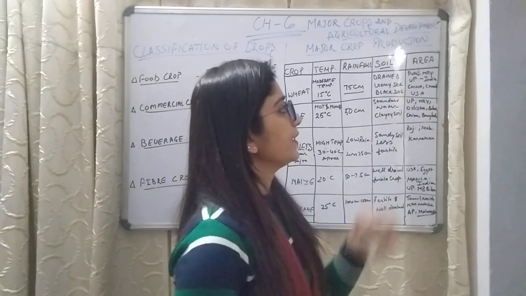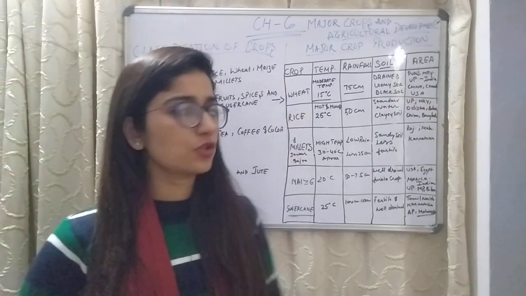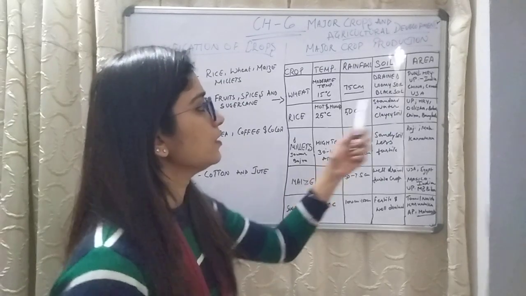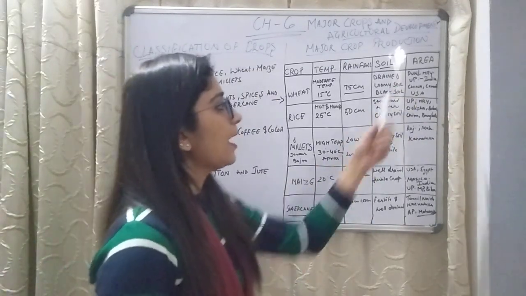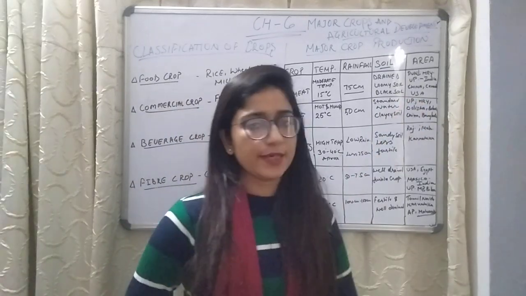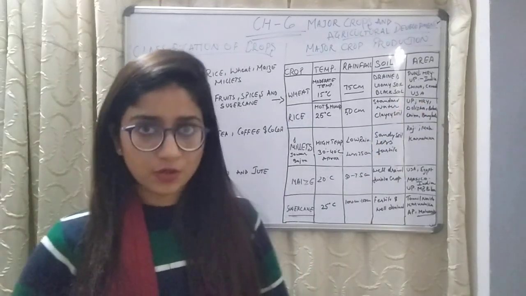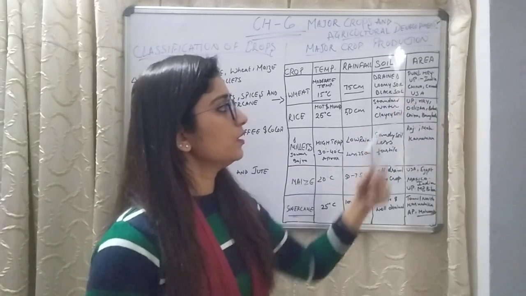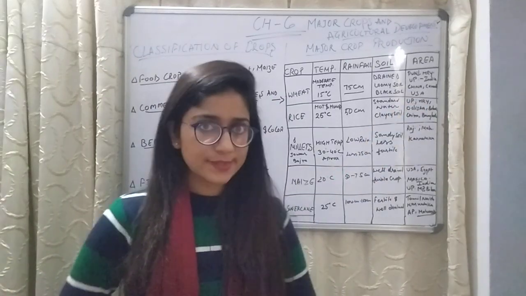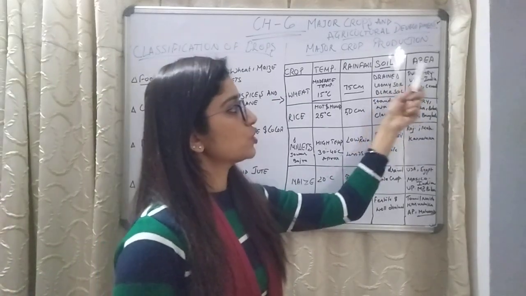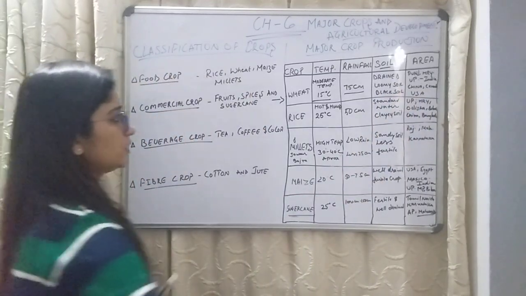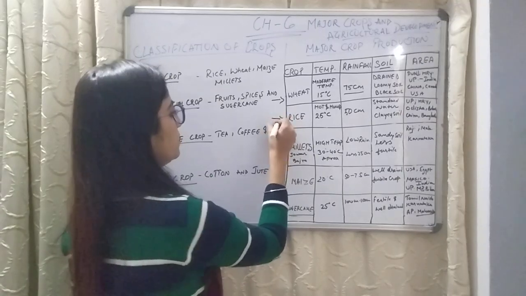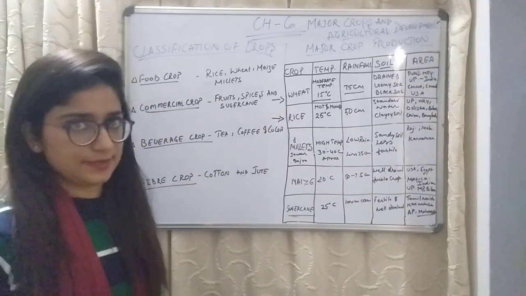Drained loamy soil and black soil are the required soil. Moving towards the areas, major production of wheat is in Punjab, Haryana and Uttar Pradesh in India, and other countries are China, Canada and USA. Okay, so it has been given here: China, Canada and USA, and in India Punjab, Haryana and UP are the states. Now coming towards the second crop, that is rice.